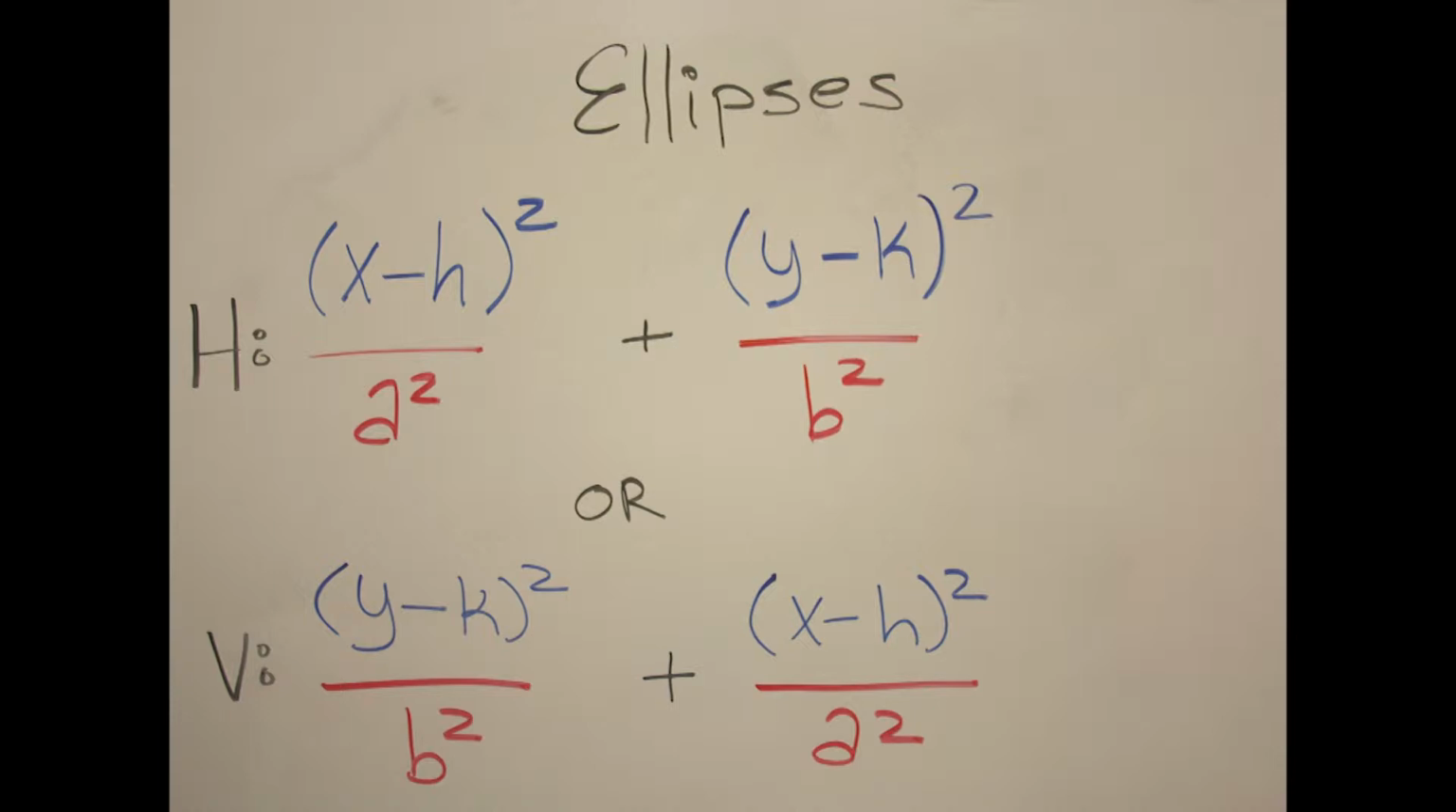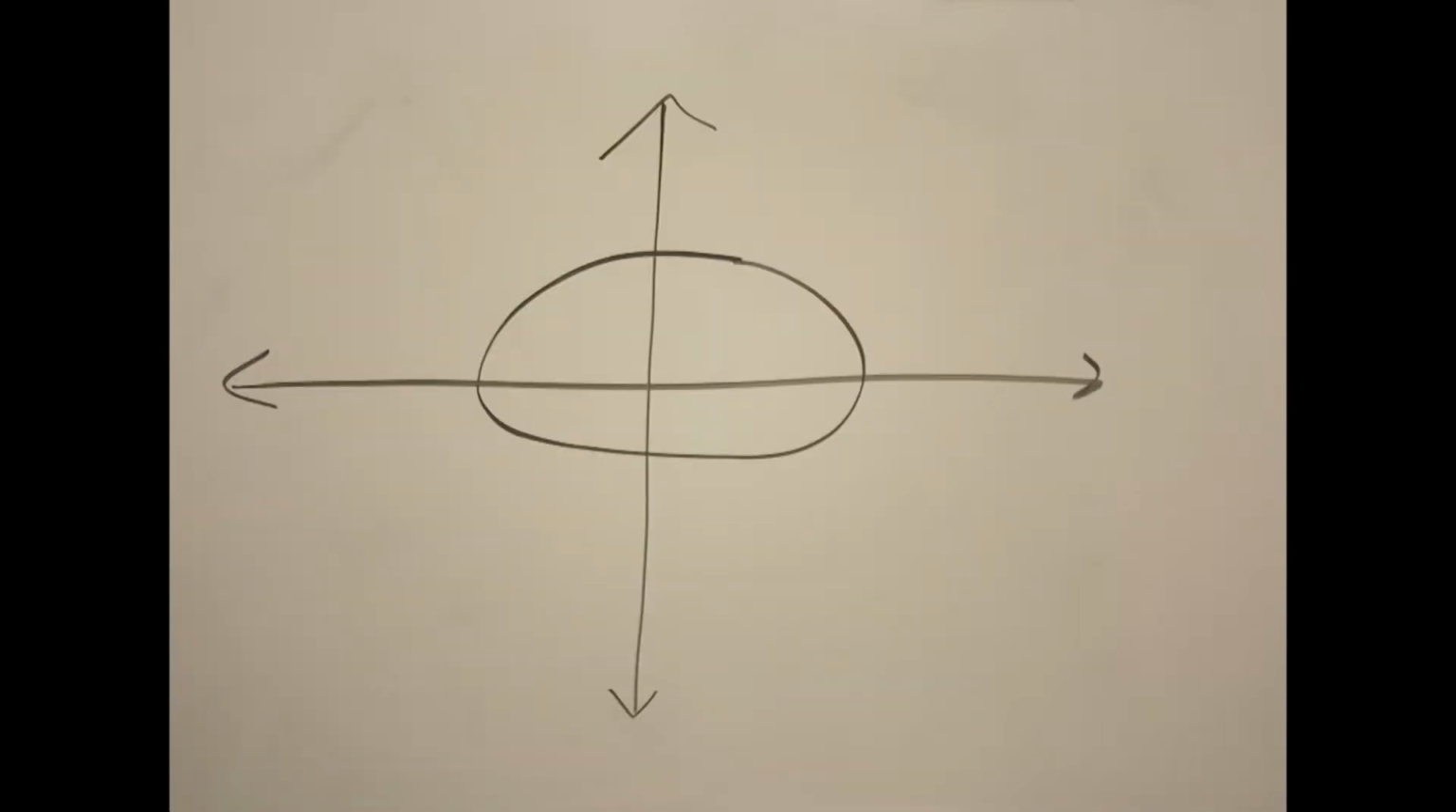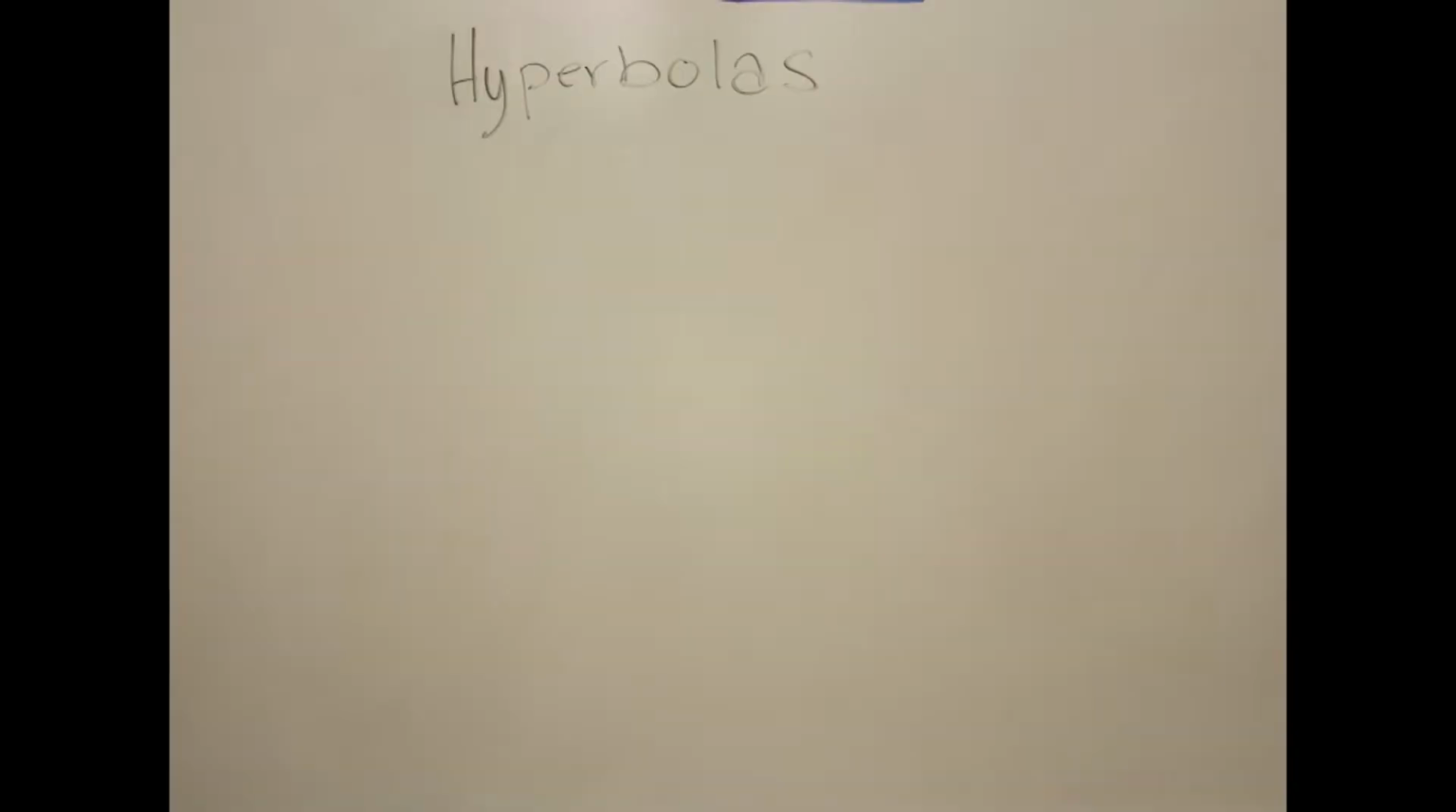Ellipses are similar, with one major difference. A does not equal B, and x and y are different. Look at the graph of an ellipse. The radius of x and y are not the same, otherwise it would be a circle. However, ellipses are also addition, and that's what makes them connected like a circle.